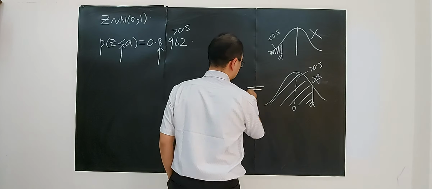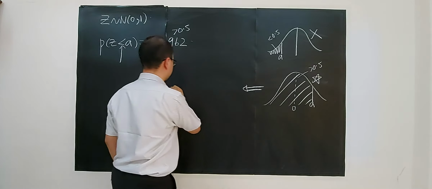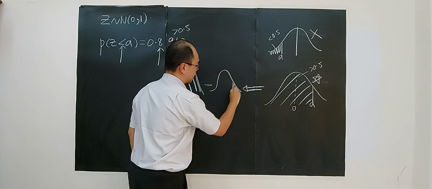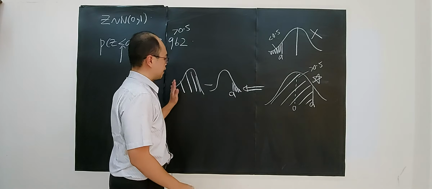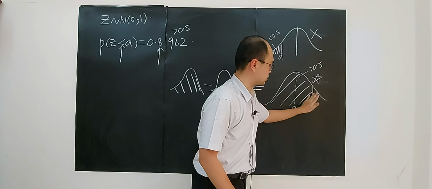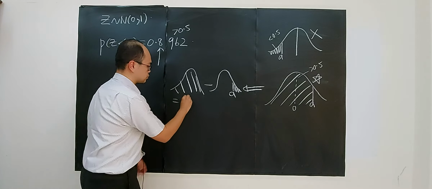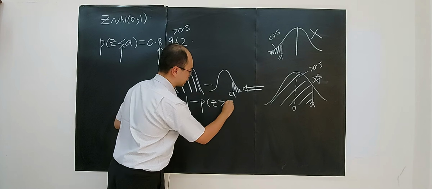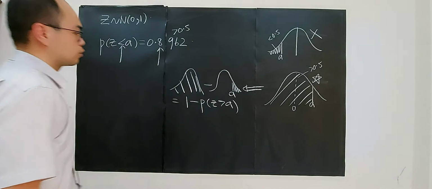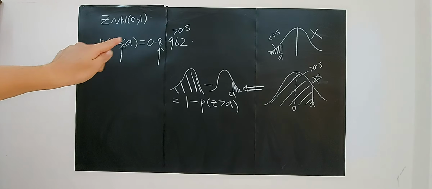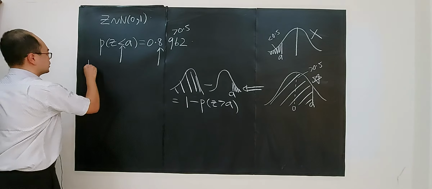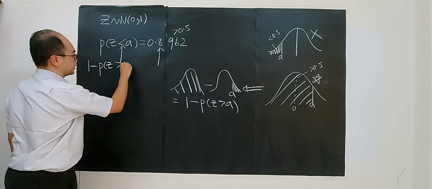Alright. So Z less than A. This one, right? Everything minus away a small part here. Get this region, so it's the same as 1 minus P(Z > A). This one doesn't need to be modified, it's already on the right. Very simple. So this is this, and this is this.